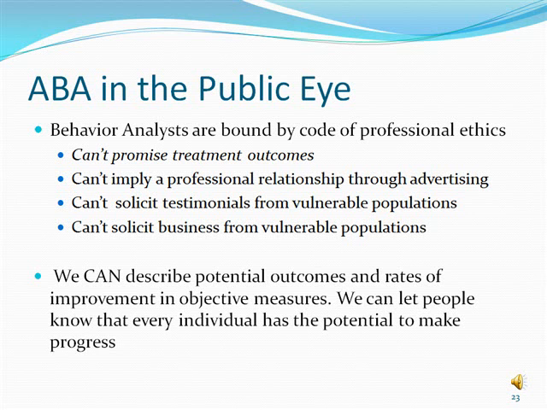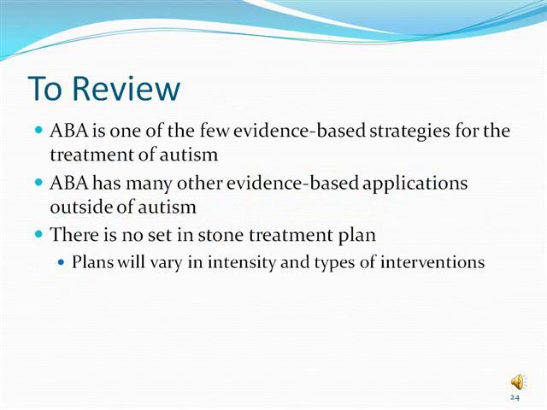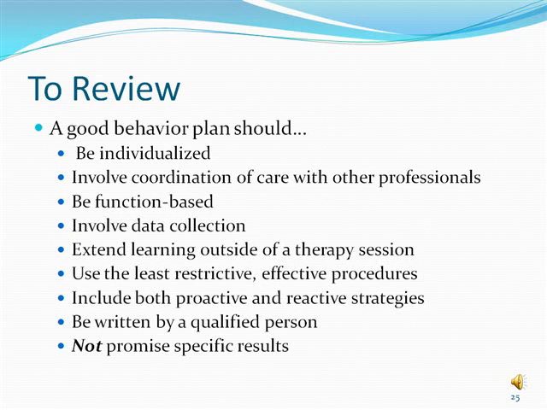They also can let people know that every individual has the potential to make progress. To review, ABA is one of the few evidence-based strategies for the treatment of autism. ABA also has many other evidence-based applications outside of autism. There is no set-in-stone treatment plan, and plans will vary in intensity and type of intervention for the individual. A good behavior plan should be individualized, involve coordination of care with other professionals, be function-based, involve data collection, extend learning outside of the therapy session, use the least restrictive, effective procedures, include both proactive and reactive strategies, be written by a qualified person, and not promise specific results.